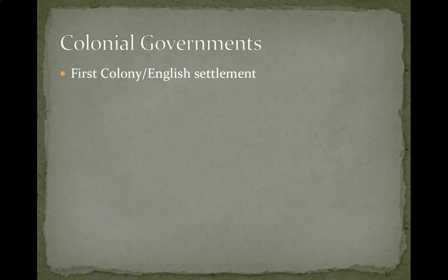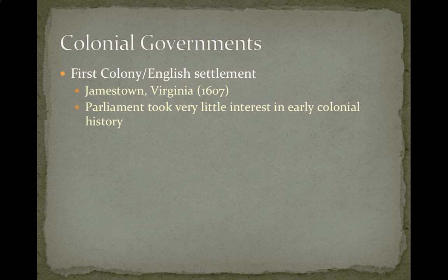Okay, we're going to talk about colonial governments a little bit. The first colony, or the first English settlement here in the New World, was Jamestown, Virginia, 1607. Starting with that point, for about 150 years, Parliament took very little interest in colonial government. So we were self-governed. They were over there in England, we were over here, and obviously very little communication, very difficult to get from over there to over here.